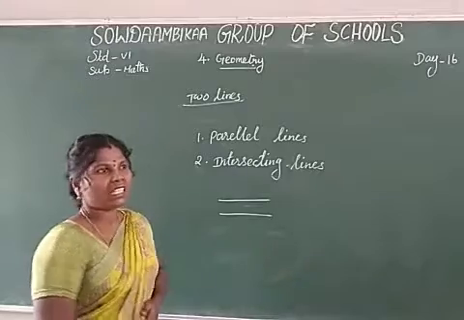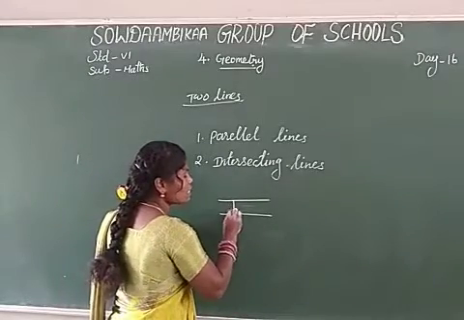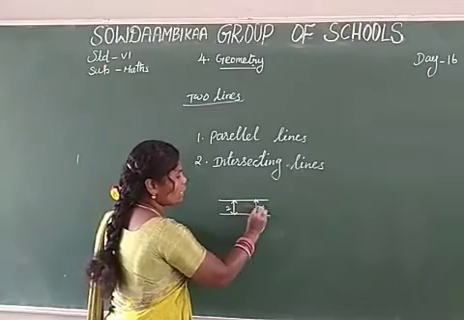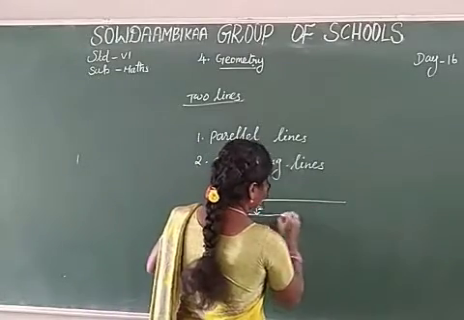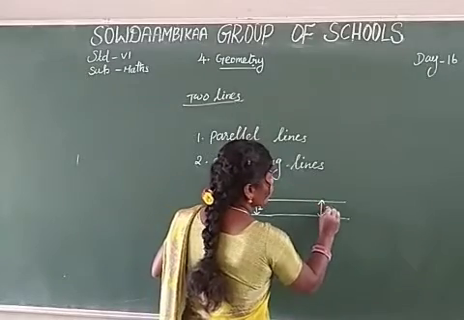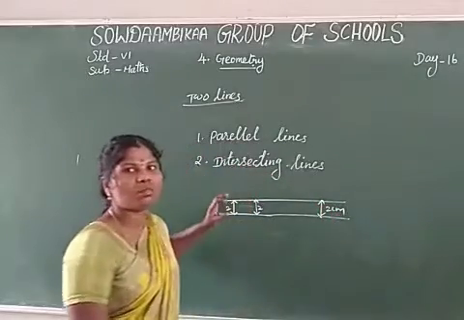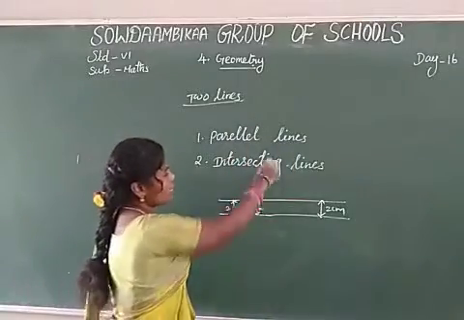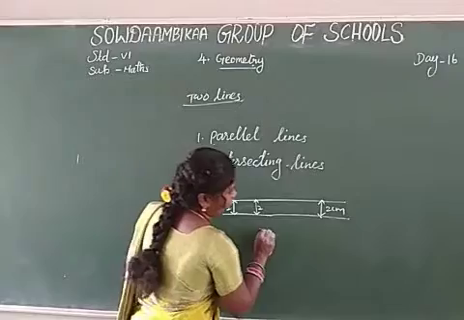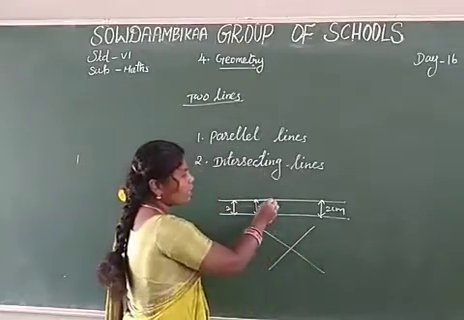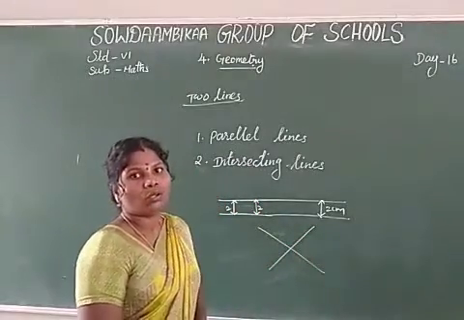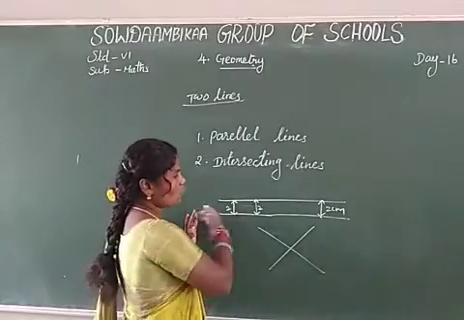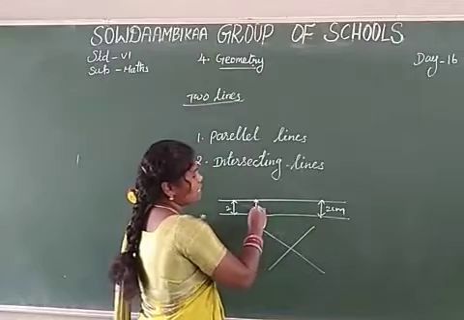What are parallel lines? These are parallel lines because there is a constant distance between the 2 lines. Here 2 cm, here also 2 cm, here also 2 cm. The lines with a constant distance between them are called parallel lines. Parallel lines cannot meet at any one point. They keep going at a constant distance.